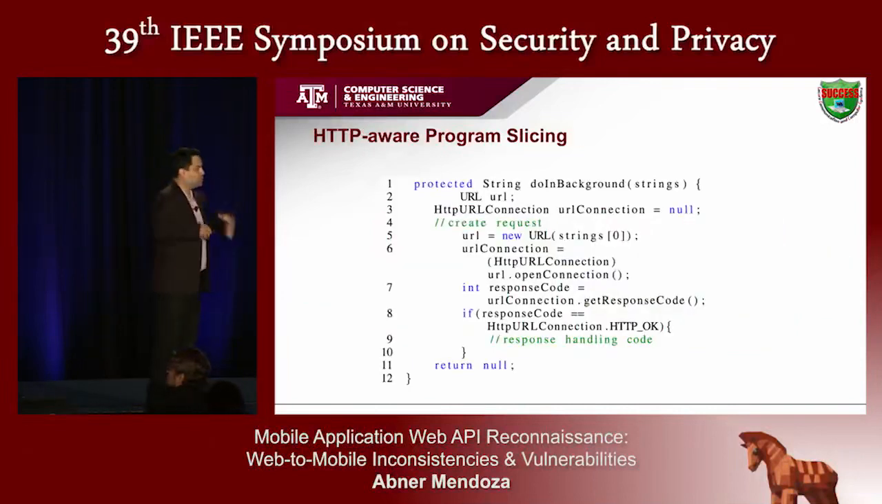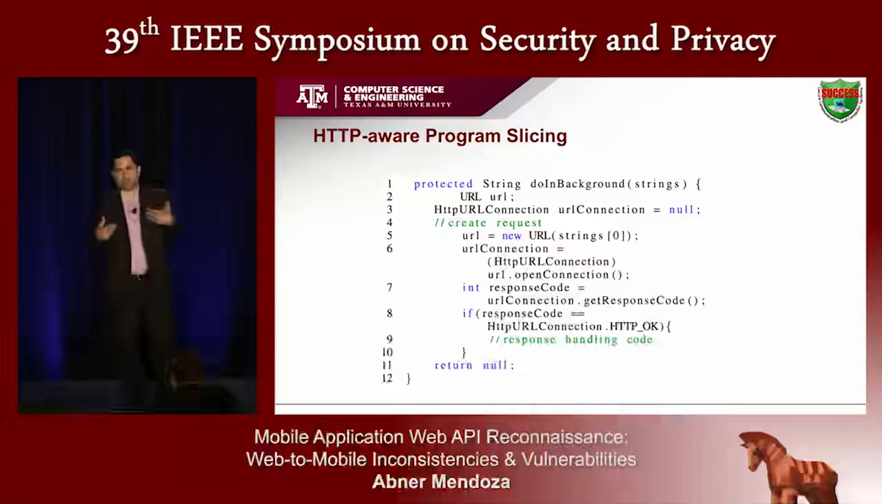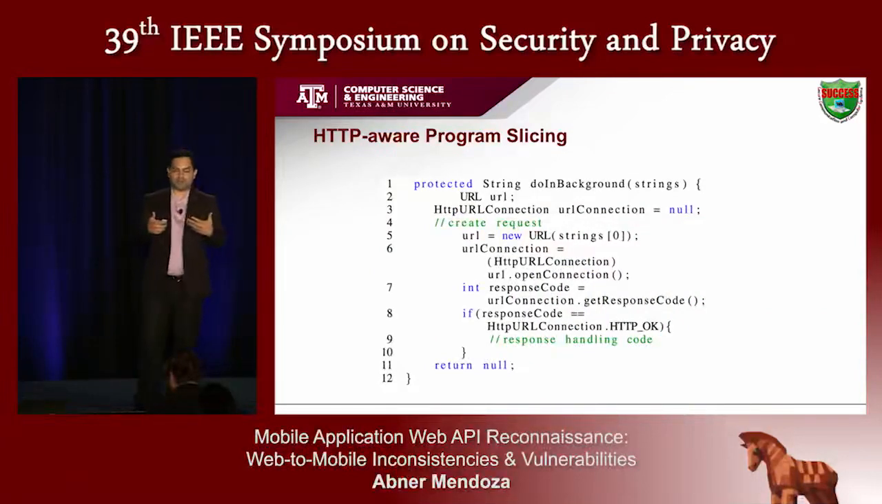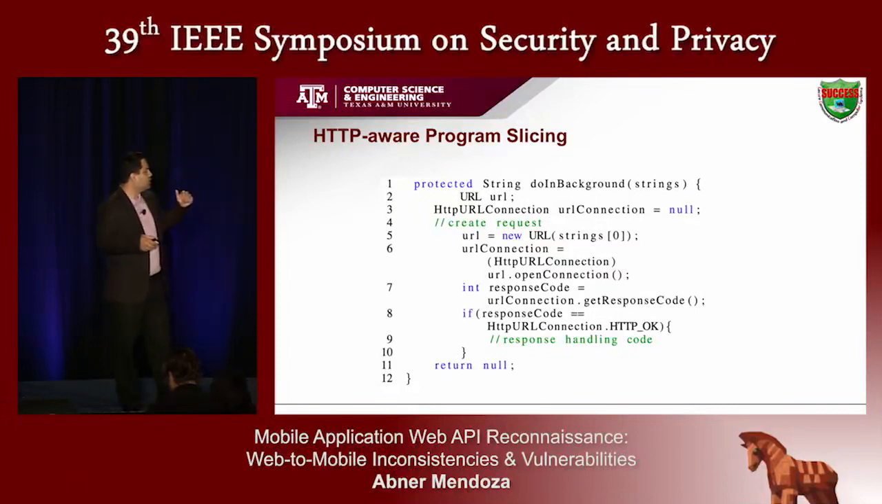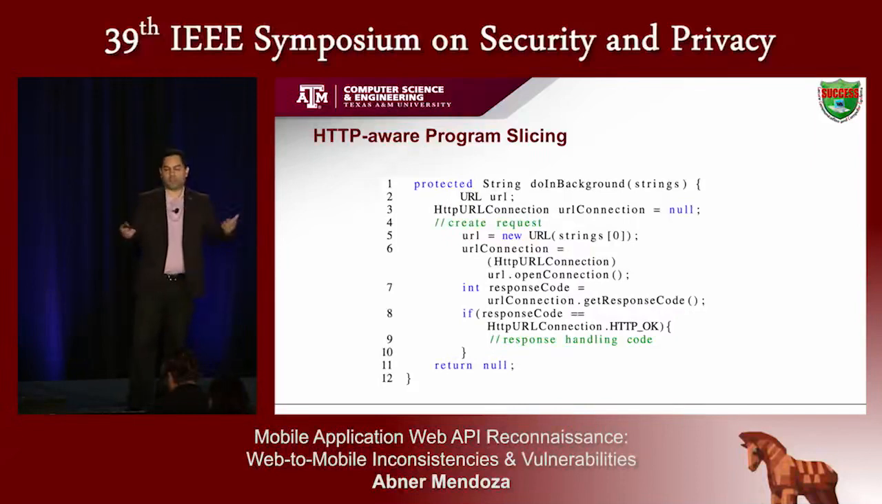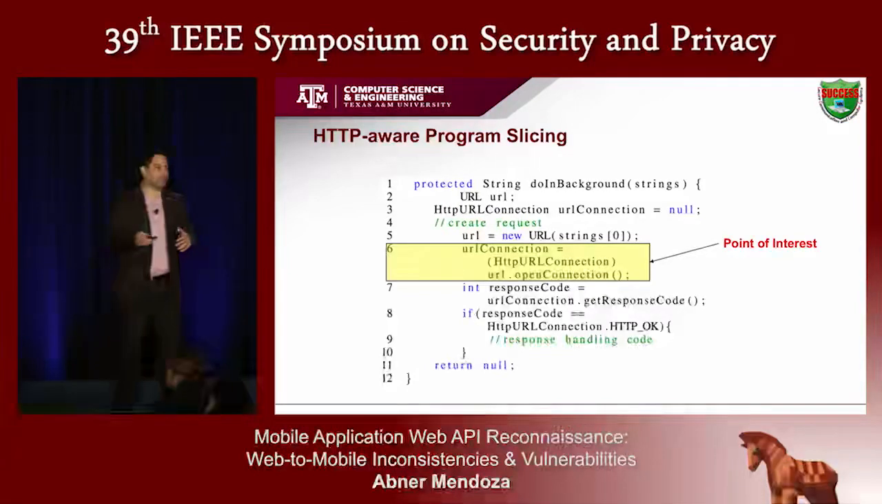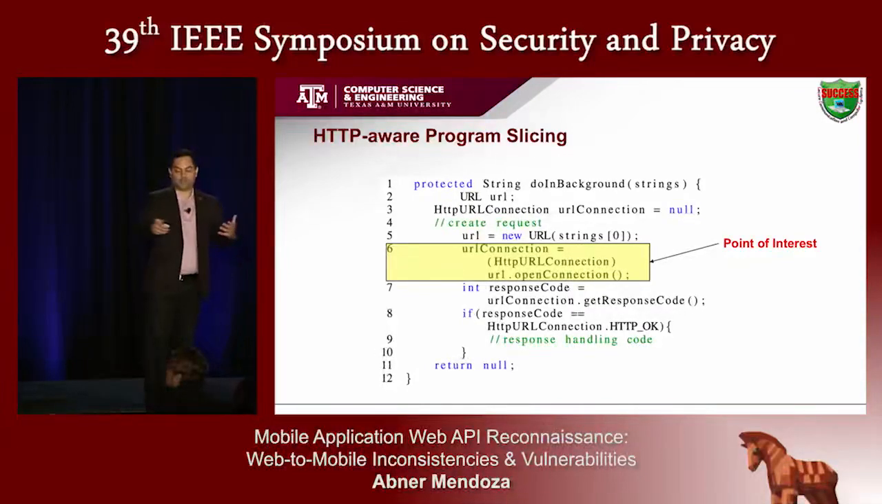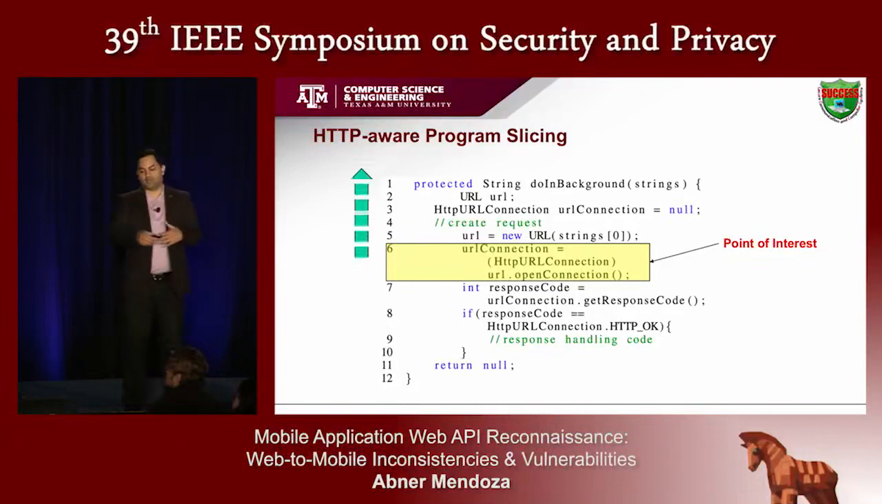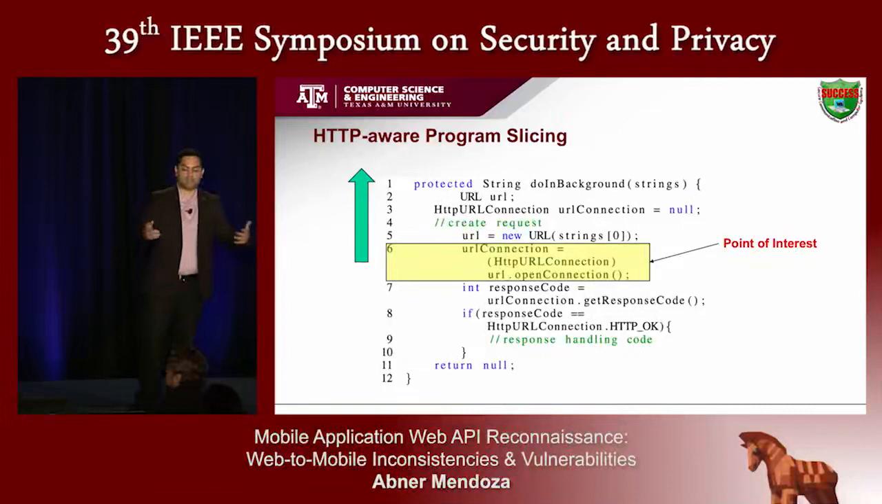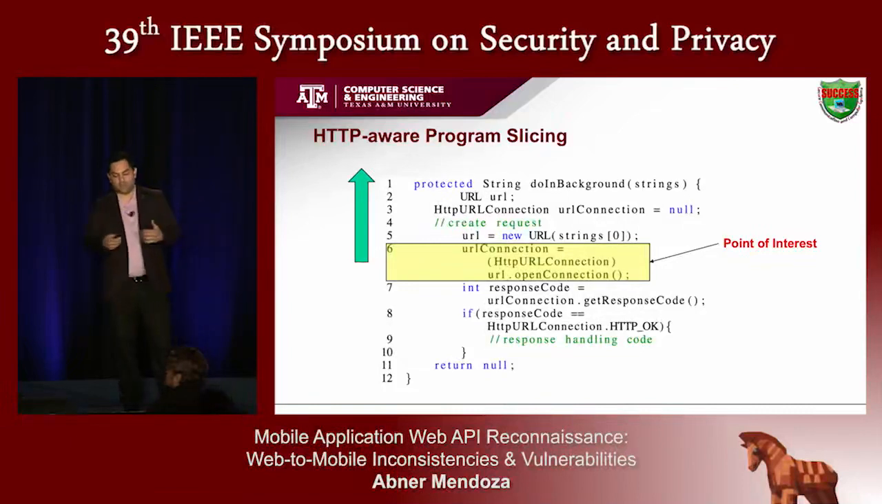So just to give you a better idea of how these templates are extracted, this is a simple implementation in Java of how an HTTP request might be implemented. Here in line 6, the application is sending out a URL connection request, and so this is our point of interest. If we analyze it backwards from here, we can perhaps get all the dependencies, all the parameters that are being sent in this request.